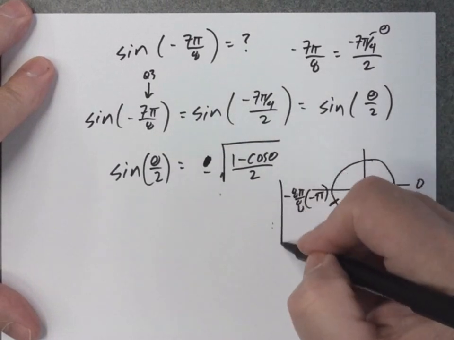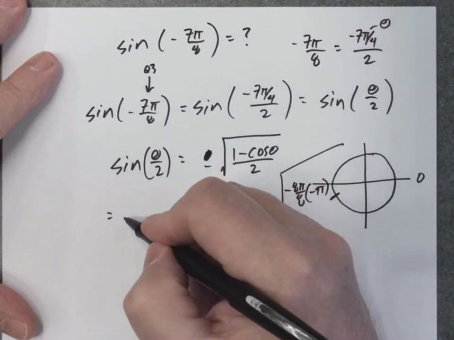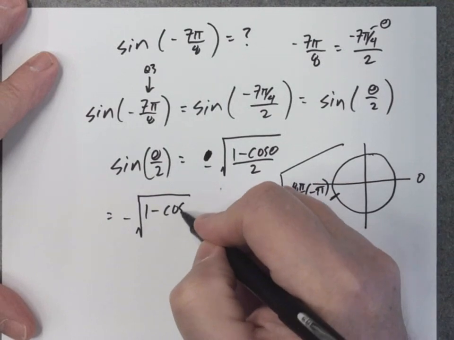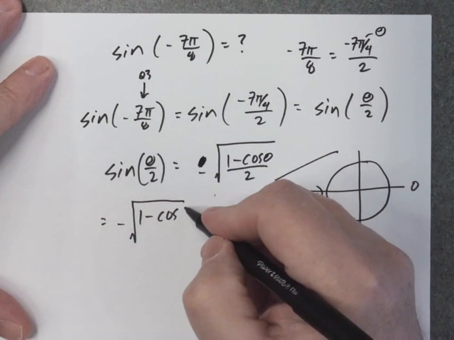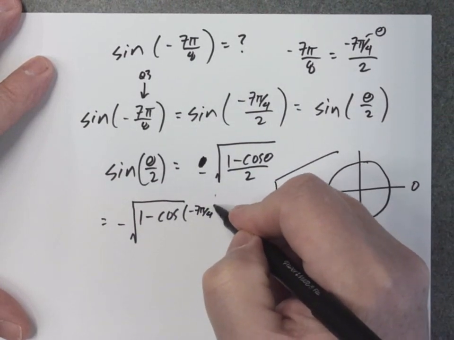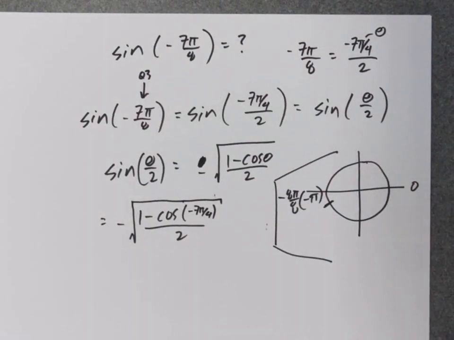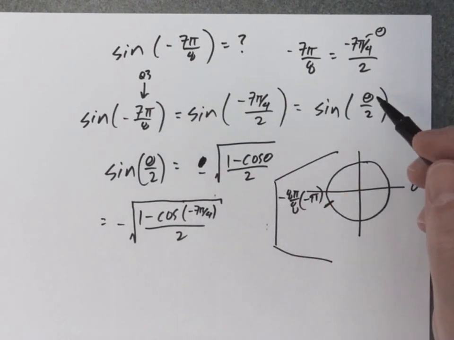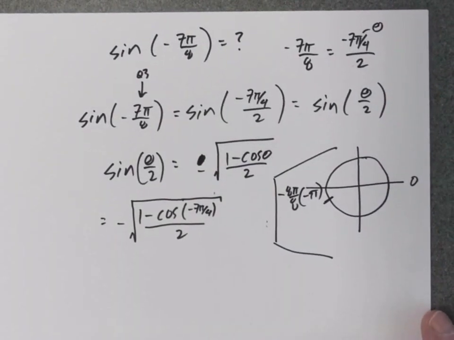So let's go ahead and plug in. So it's negative the square root of 1 minus the cosine. My theta is like negative 7 pi over 4. So let's go back here. We have to figure out what's the cosine of negative 7 pi over 4. Here's what I do sometimes. I think of, especially for negative angles, what's the distance for the positive angle.